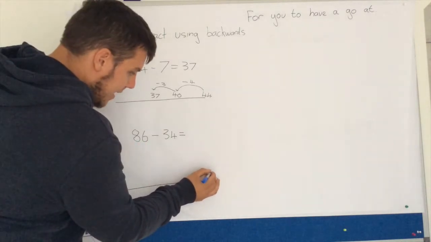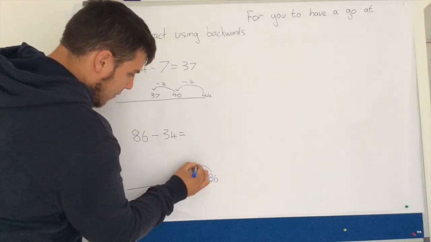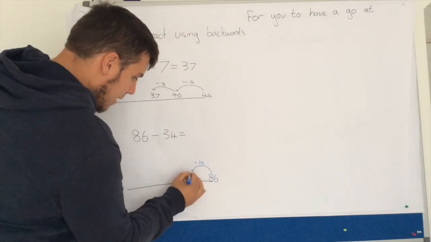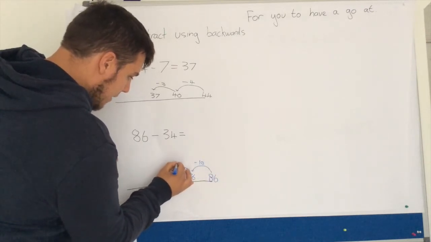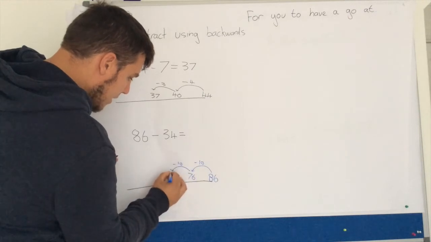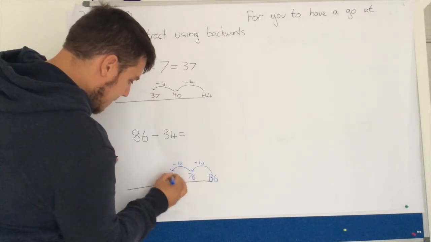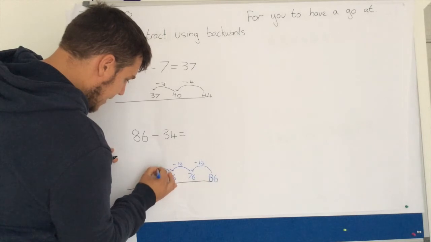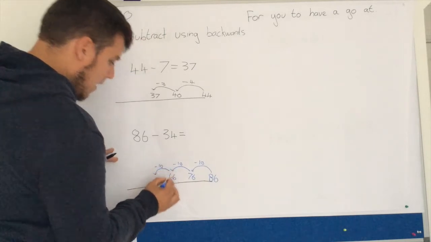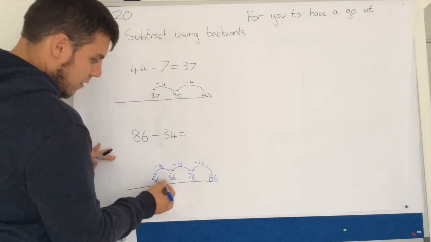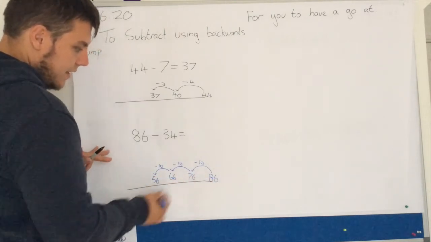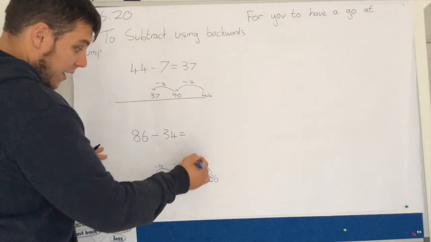So if I do from 86, if I take away 10, that would get me to 76. I'd take away 10, that would get me to 66, and then I take away 10 again, okay, I'd get to 56. Okay, as you can see, my units have stayed the same. I've just taken away, so far I've taken away 30.